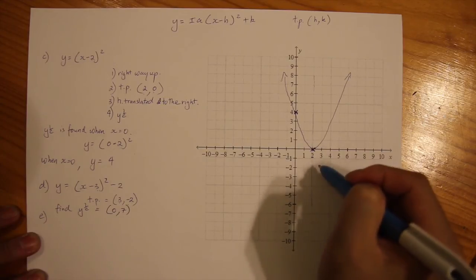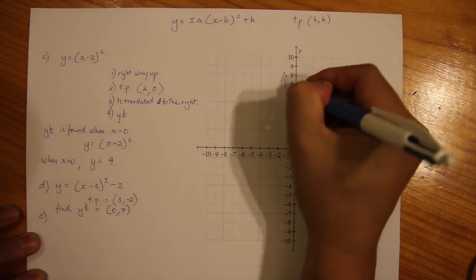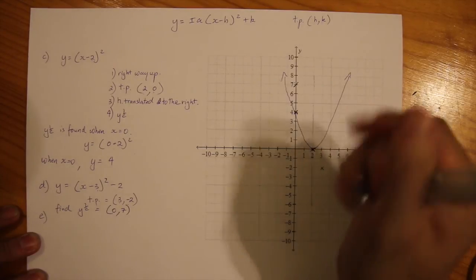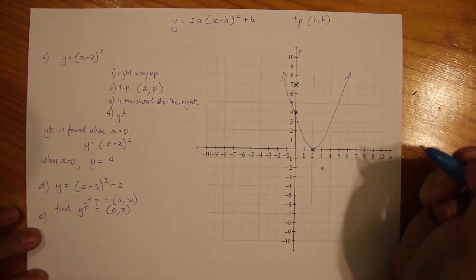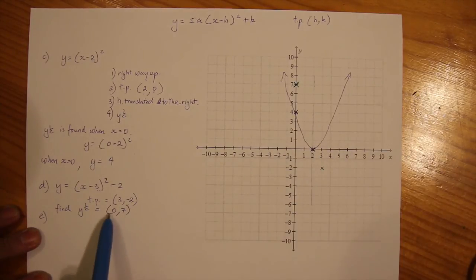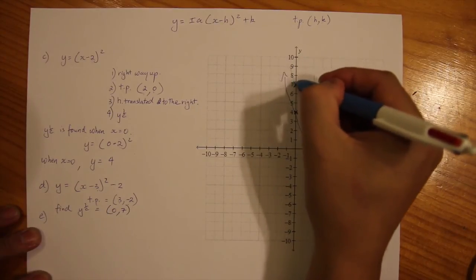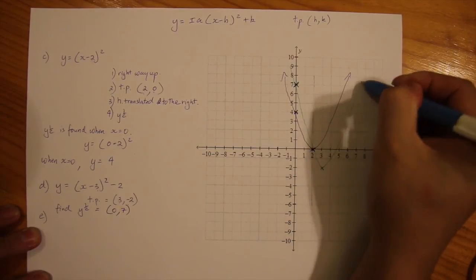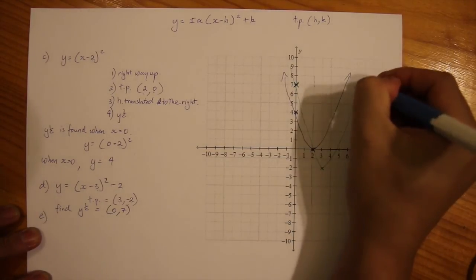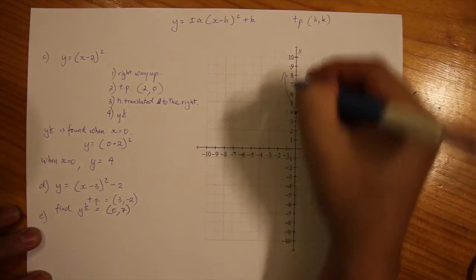Okay, so 7 is up here. Let's put it in green. So we have our y-intercept, we have our turning point. Let's see if I can do this in one go. Our graph is going to look something like that.